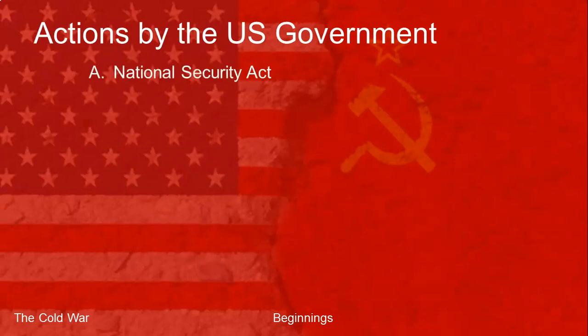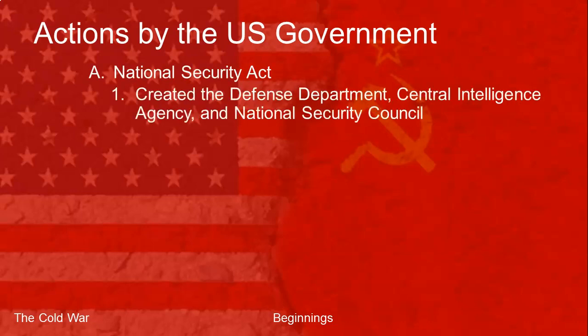Now, things the United States did in response to the start of the Cold War: there's something called the National Security Act that Congress created where they kind of reorganized some of the government. They created the Defense Department, rolling all the branches of the military into one. They also created the CIA, the Central Intelligence Agency, to gather intelligence and spy on our enemies. And then they created something called the National Security Council. The National Security Council is set up to advise the president on matters dealing with national security.